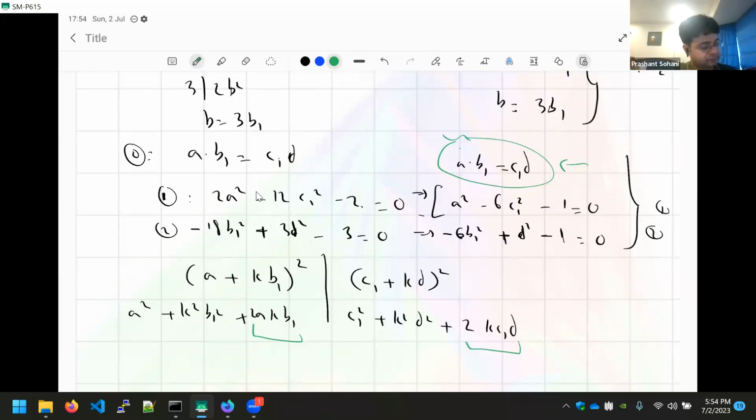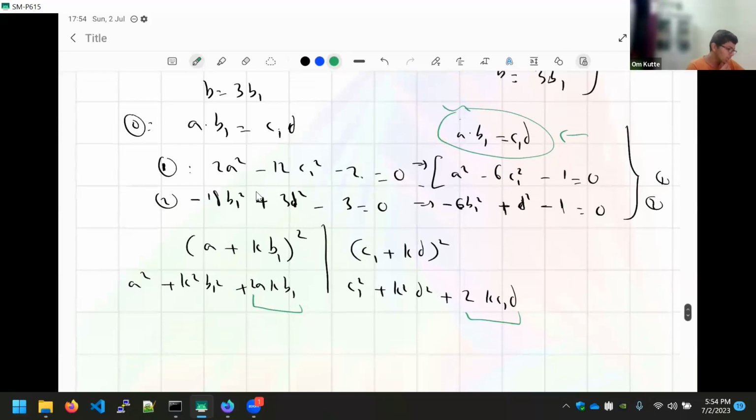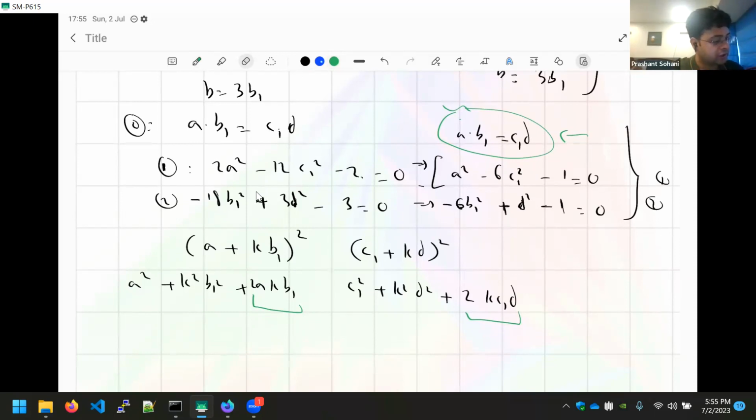They will exactly complete the squares, and then we'll get a plus root 6 b1 square is equal to root 6 c plus d1 square. And then we can get rid of the square roots, or we can do something after that. So is everybody following the idea which Om is suggesting? So we can reach there from here also.